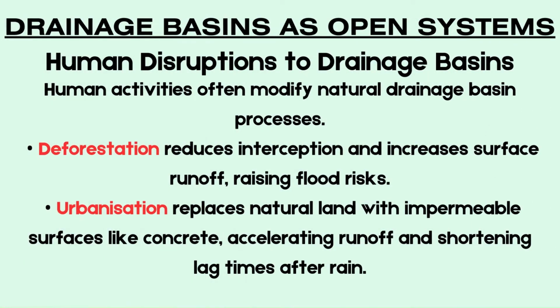Human activities, like deforestation, urbanization, and the construction of dams, can significantly alter a drainage basin's characteristics. For example, deforestation reduces interception, leading to increased surface runoff and a greater risk of flooding. Urbanization, with its impermeable surfaces, accelerates runoff and contributes to flash floods.